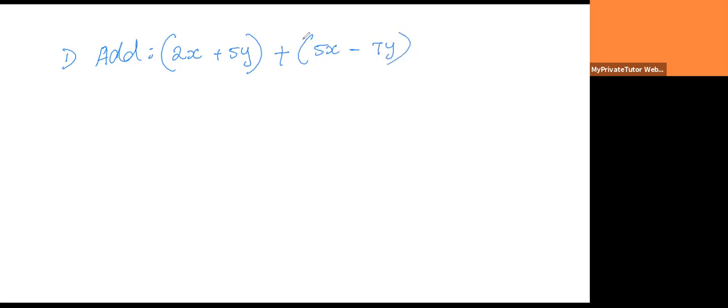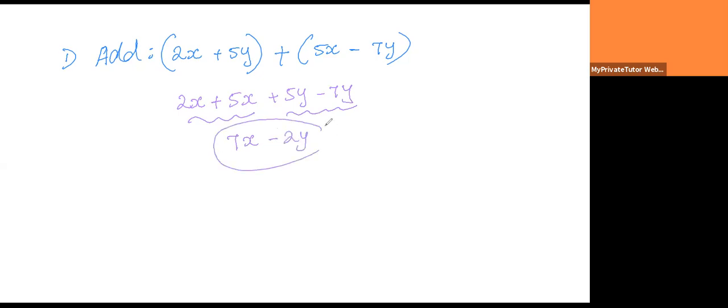See, it's a very simple, straightforward question, right? We don't need to distribute anything. So just write the like terms: we have 2x plus 5x, then 5y minus 7y. Then combine the terms. What is 2x plus 5x? 7x. And 5y minus 7y is minus 2y, isn't it? So that's the answer.